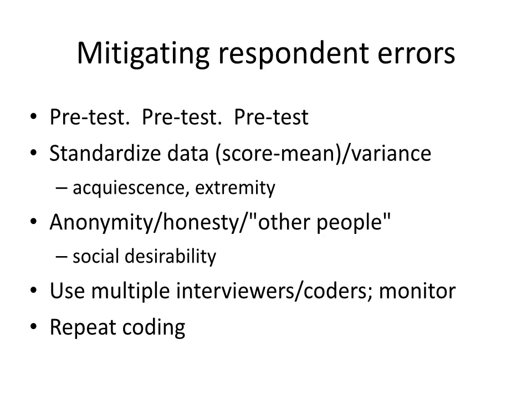And the same thing with extremity. If people are using both ends of the scale, what happens is they have more variance in their responses because there's a wider range between their scores than people who are using only the middle of the scale. And so by subtracting the mean from the score and then dividing by the variance, you sort of eliminate both those kinds of problems. Another way to mitigate responses is to assure people that their answers are anonymous.